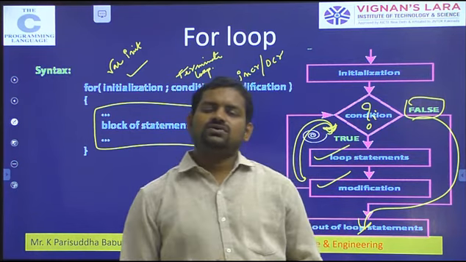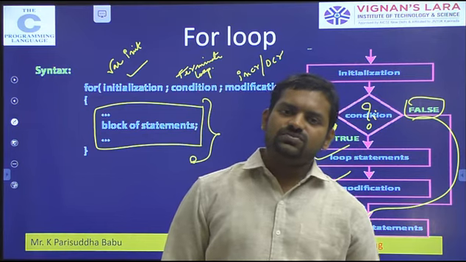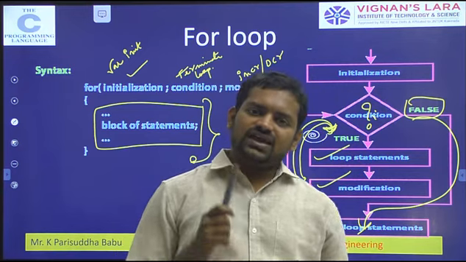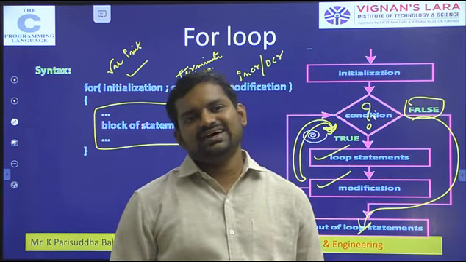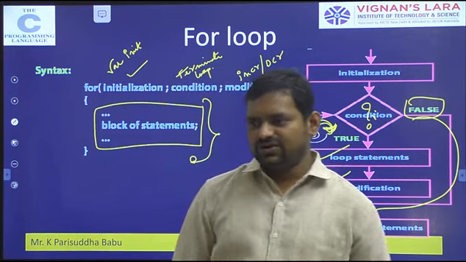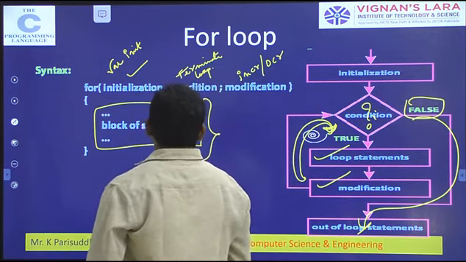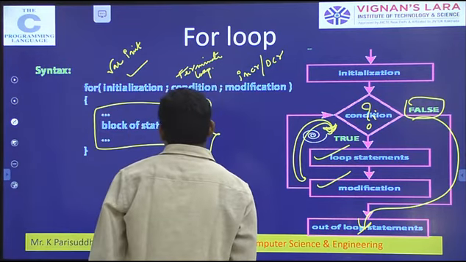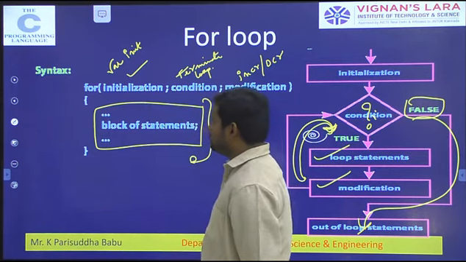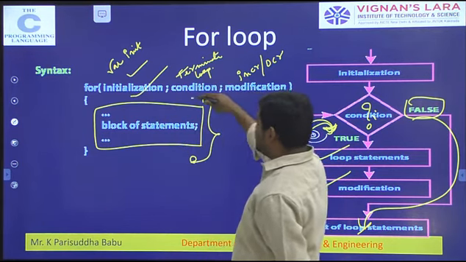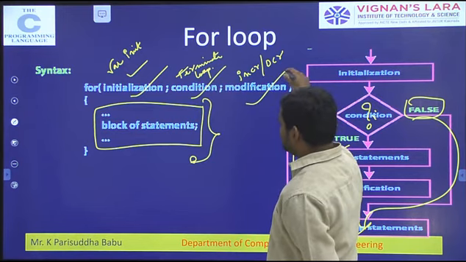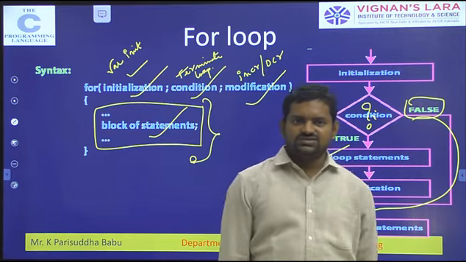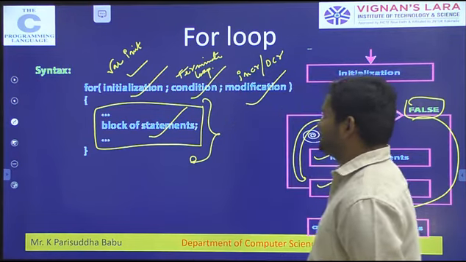Here we have to know three kinds of loops: while loop, do while loop and for loop. While and for are the entry control loops. Do while is the only exit control loop. So the for loop has three separate parts. First is the initialization, then the condition check, then the modification, and the block of statements will be executed.